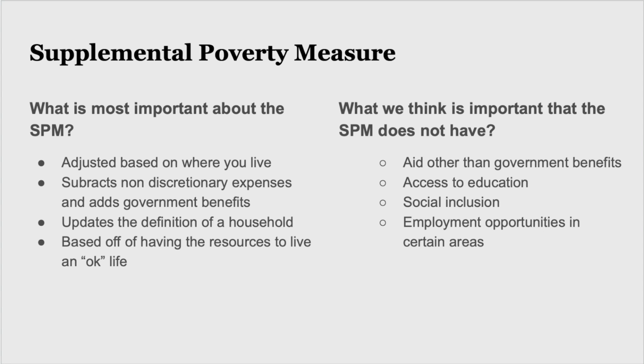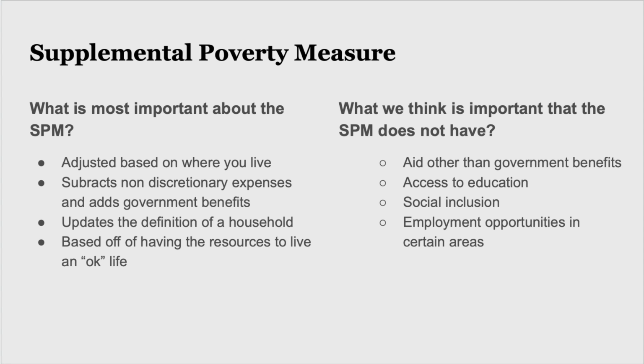A focus on monetary resources, while taking into account non-discretionary expenses, non-cash government benefits, geography, and the extent of a household, are crucial when defining and measuring poverty. The SPM, however, does not include nonprofit organizations and aid other than government benefits. These should be included because, similar to non-cash government benefits, someone who has access to good non-government benefits is going to have more advantages than someone who doesn't have access to any.